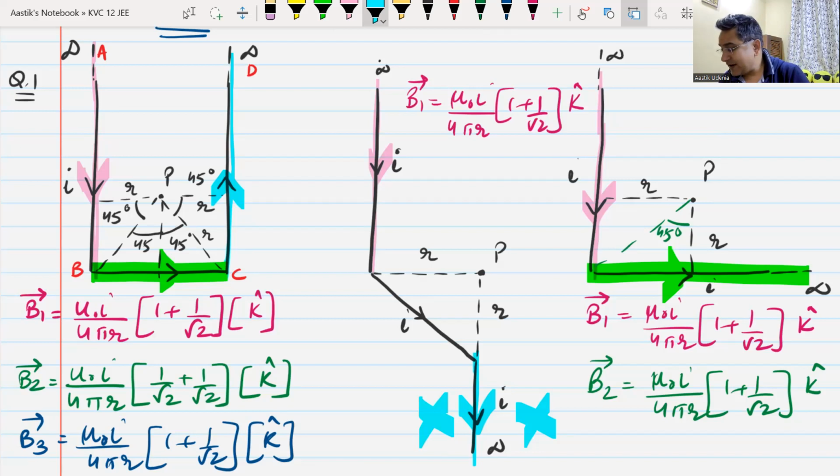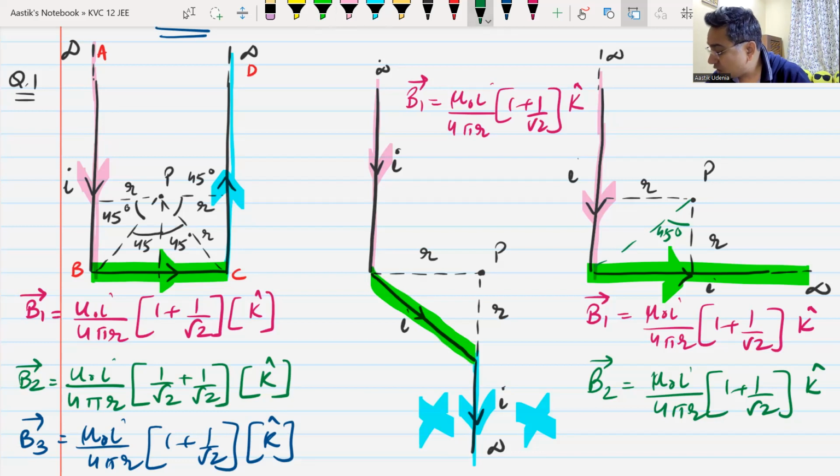Now, to find the magnetic field at point P due to the green wire, which is the only wire left. But this green wire is not in the form of the formula. The formula is mu naught I by 4 pi r, where r is the perpendicular distance. Here, the r which is given is not the perpendicular distance. Do we understand this?